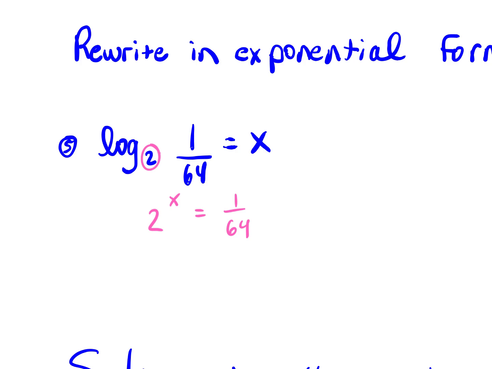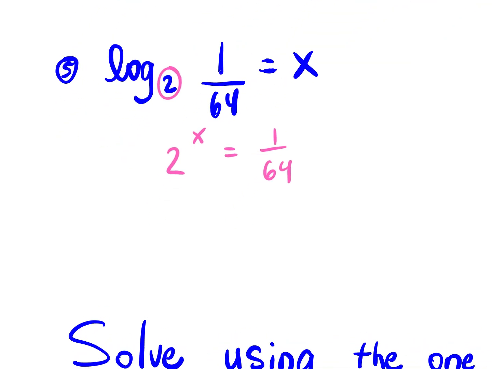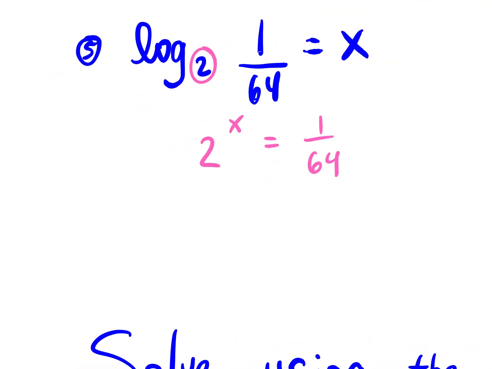So here, since x is in the exponent, we want to make our bases the same. So how could I change my fraction to be a whole number? Make the 64 negative 1. We're going to make it 64 to the power of negative 1. Perfect. So 1 over 64 and 64 to the power of negative 1 are the same thing. They're the same value. They just look a little different.